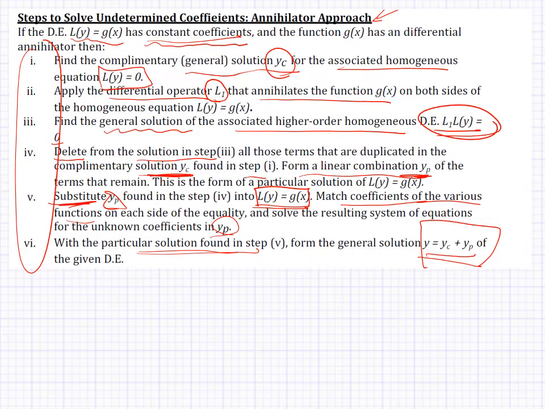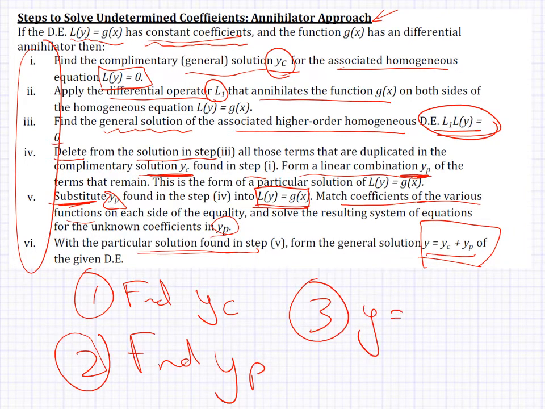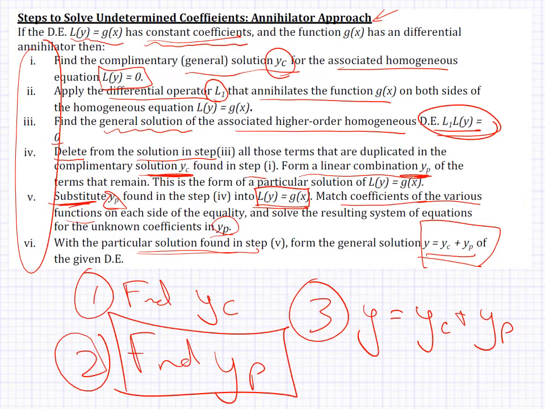Ultimately, we could boil this down to, is there two steps? First step, find y sub c. Second step, find y sub p. Well, actually, you say third step, form the solution y sub c plus y sub p. The trick is, how do we do this? How do we find y sub p? And this is one way to do it.